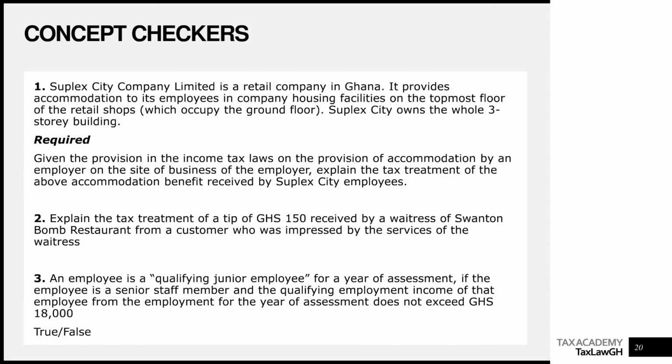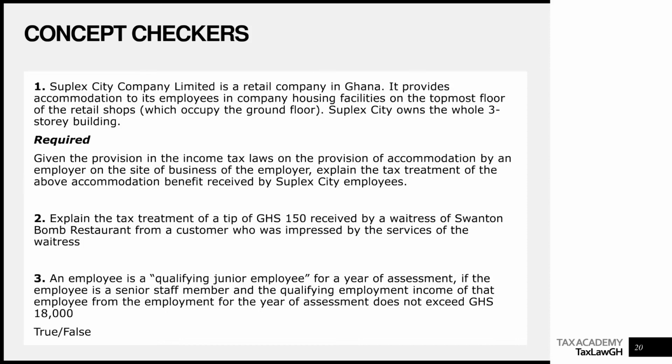We said in the question stem that the employee is a senior staff member. Take note, what the law says is you must be a junior staff member and have your qualifying employment income not exceeding 18,000. Here, the person's qualifying employment income does not exceed 18,000, all right, but they are a senior staff member. So this is a wrong definition of who a qualifying junior employee is.